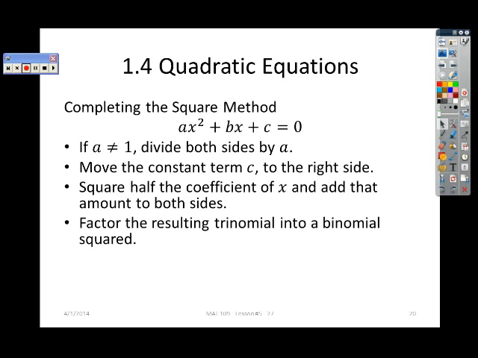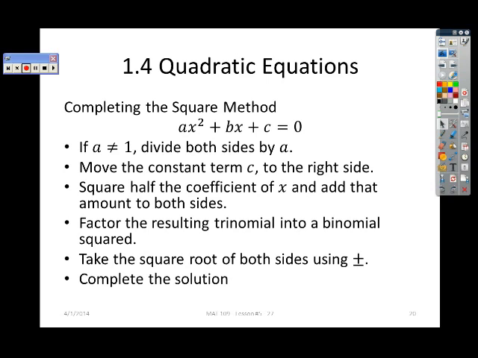The left-hand side then, because we added the proper amount to that side, is a perfect square. It will factor into a binomial squared. And so we have a perfect square on the left side. We have some other stuff on the right side. We take the square root of both sides using plus and minus on the right-hand side.